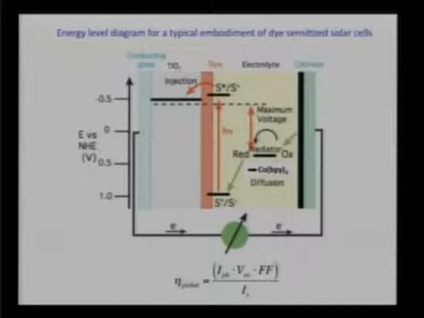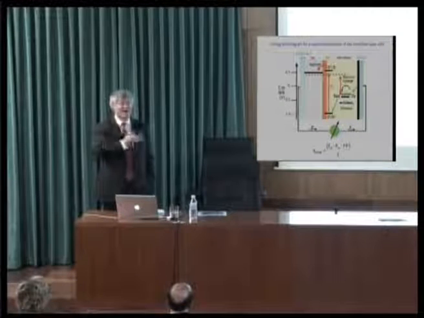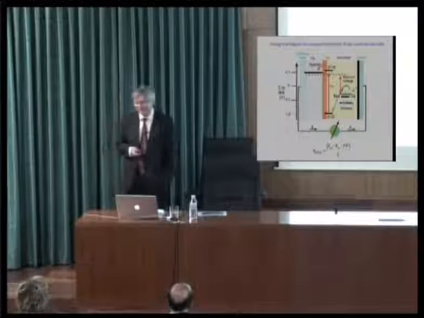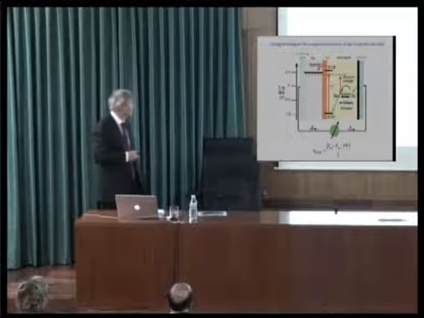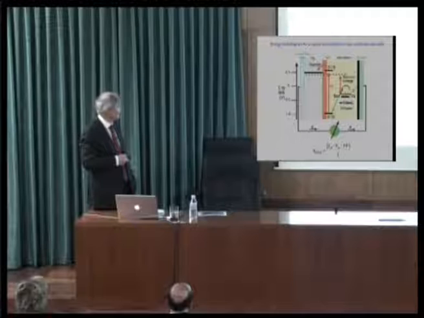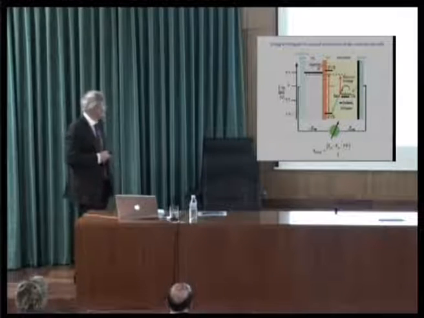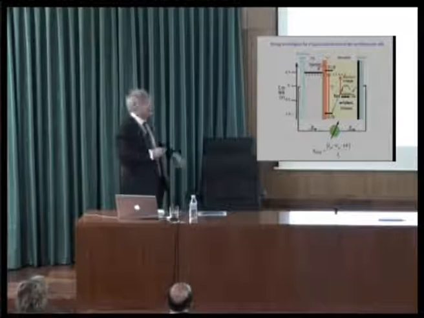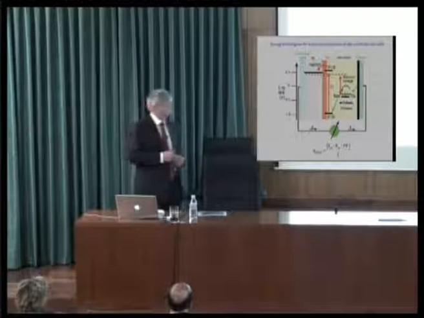You might ask me, why do you have 12% and not 31%, which is the maximum efficiency for single junction cells? So where are the losses? There must be huge losses. Well, yes, there are, no doubt. The main loss is not when you excite the dye, it injects. That's not a problem. There's not a major loss there. So we're doing well on the initial charge separation.